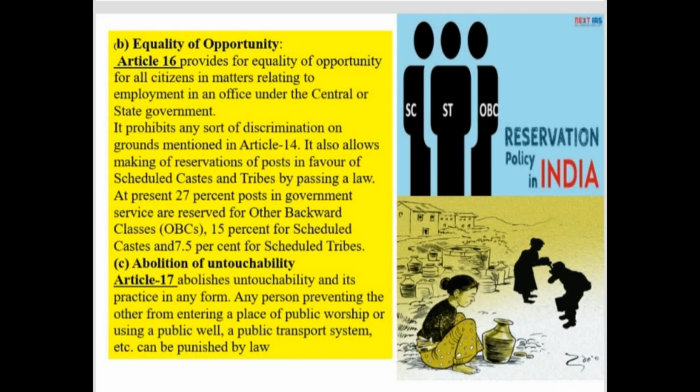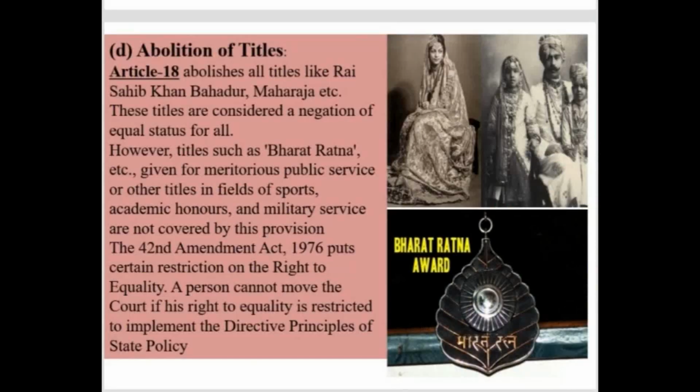So Article 16 will guarantee equality of opportunity as well as reservations to bring backward communities to equal opportunities, and Article 17 will abolish untouchability in any form. So these are the two articles. Coming to the last article of right to equality, which is Article 18. What does this Article 18 give us?